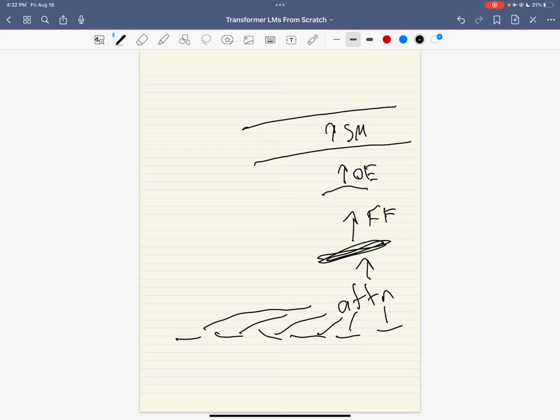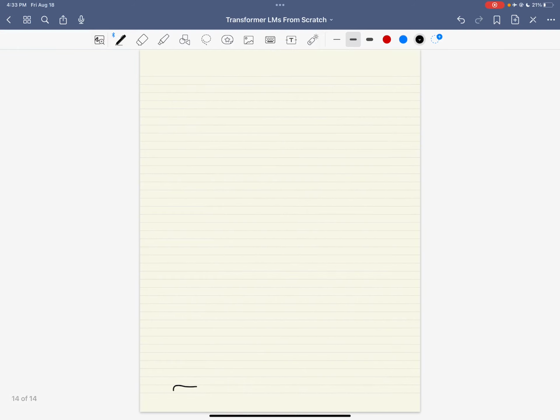Yeah, this is already a pretty strong model. But one thing that we've discovered in deep learning is that deeper networks are better. And so what we're going to do is just make this network deeper. So we have our 100 or so input words, and then we have an attention layer, and then we have a feed forward layer.